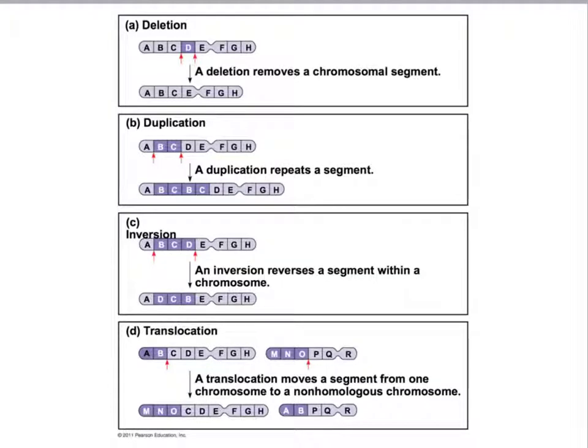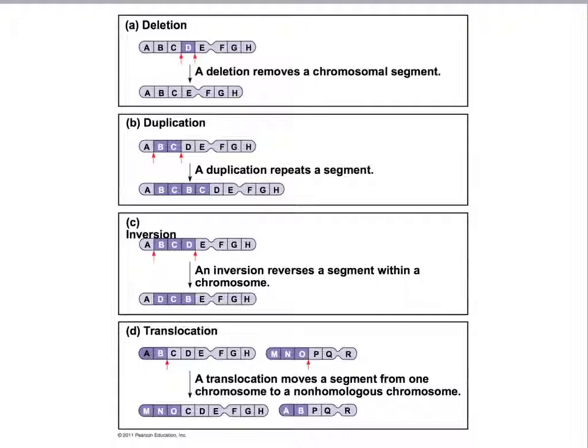There are other possible alterations of chromosome structure. Breakage of a chromosome can lead to 4 types of changes in chromosome structure. Deletion removes a chromosomal segment, which actually involves removing a gene or set of genes. Duplication repeats a segment, which involves repeating a gene or set of genes.